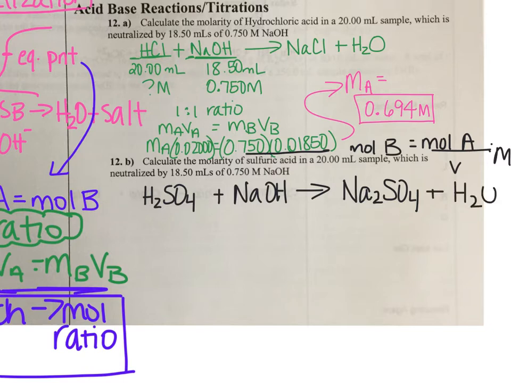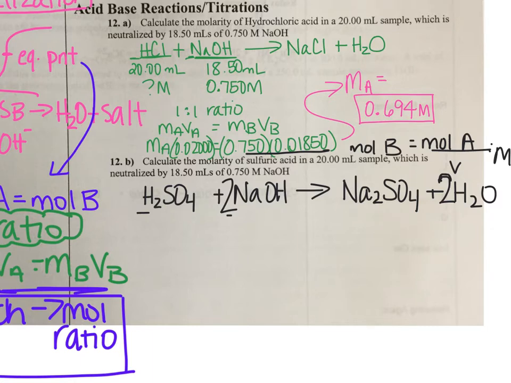Are we balanced this time? No. All right, just to save you time, you're going to put a 2 by the water and a 2 by your sodium hydroxide. Okay? So now, what just happened? What did I change my ratio to? A 1-to-2. This right here tells you I cannot use MAVA equals MBVB, so we need to change that.